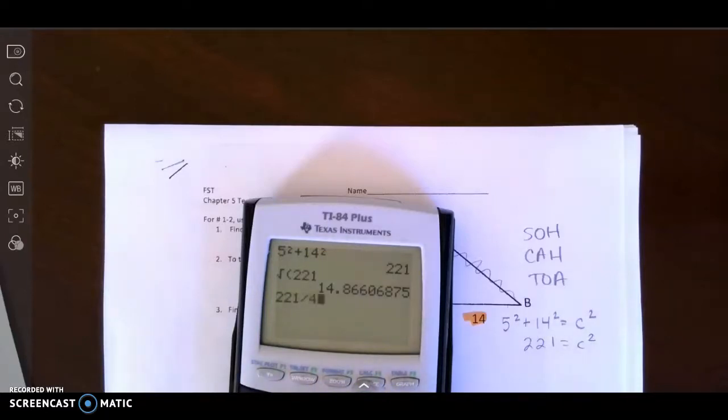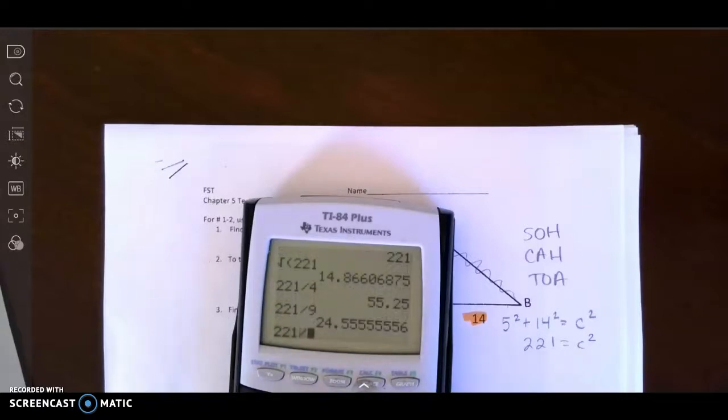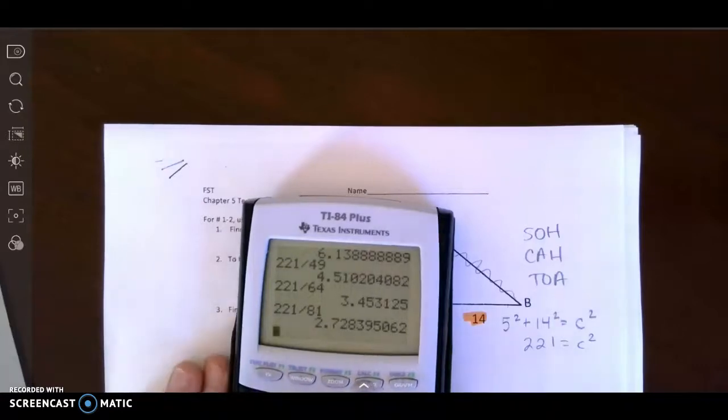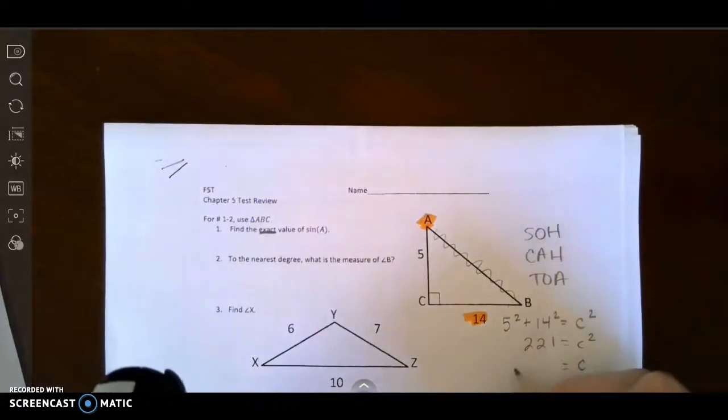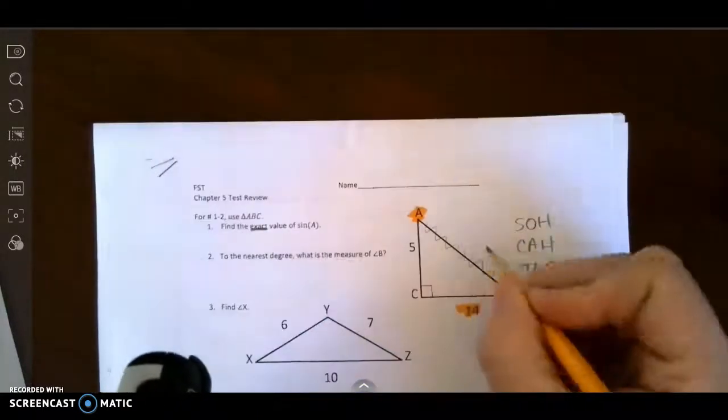Let's try 4, 9, 16. I know it can't be divided by 25. How about 36? No, it's not looking like any of these are going to work. Let's see, 8 squared would be 64. 9 squared would be 81. Nope, it does not look like it's divisible by any perfect squares. So c is simply the square root of 221.